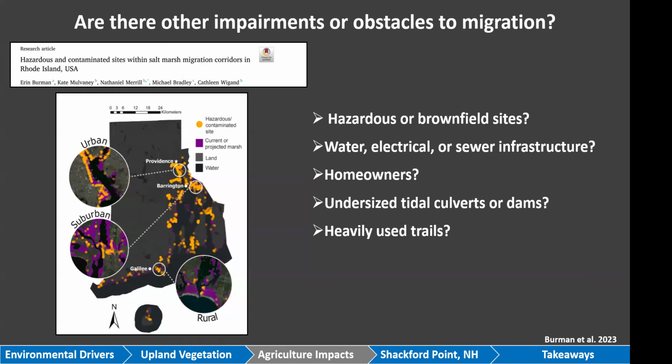Additionally, when you're thinking about your own projects, there might be water, electrical, or sewer infrastructure. Of course, there might be homeowners. If you're thinking about tidal wetlands, there might be undersized tidal culverts or dams. Additionally, some of the things we see in New England is there are a lot of walking trails in forest. So how are you going to move those back so the public can still enjoy that space while also allowing marsh migration to occur?